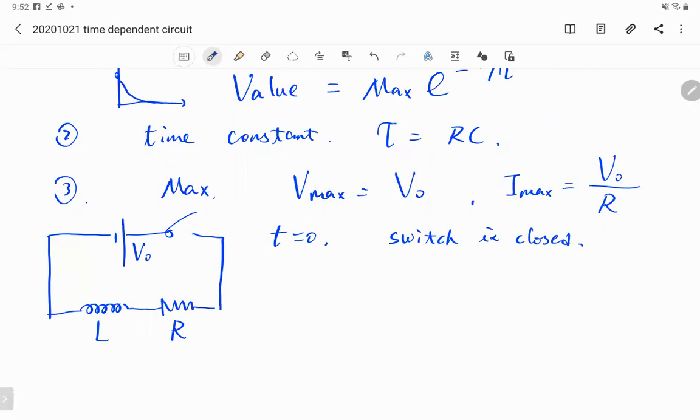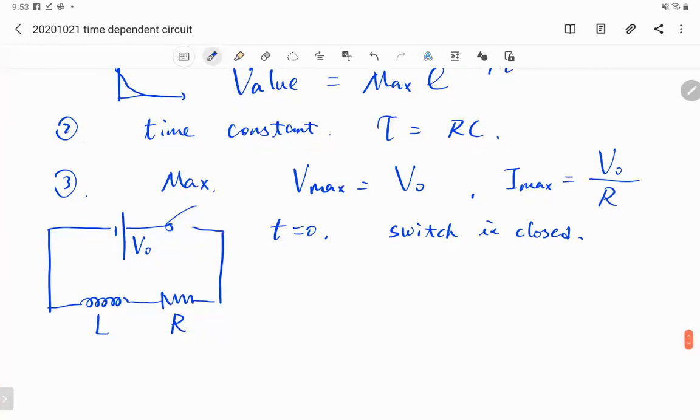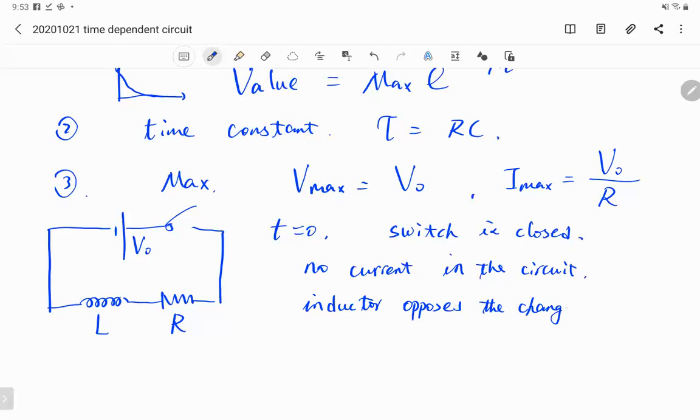At that time, the inductor is going to induce an opposite voltage to oppose the increase of the current. So at the beginning, the resistance of the inductor is effectively infinite, so there's no current in the circuit, because the inductor opposes the change of the current.